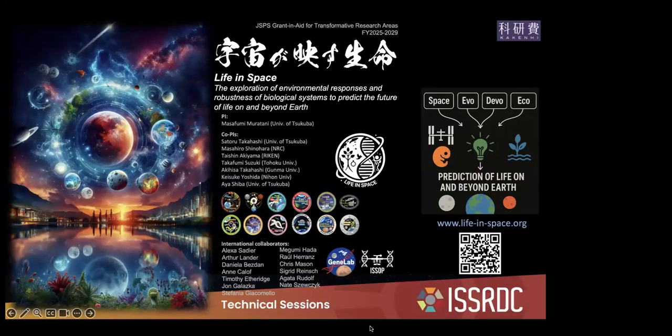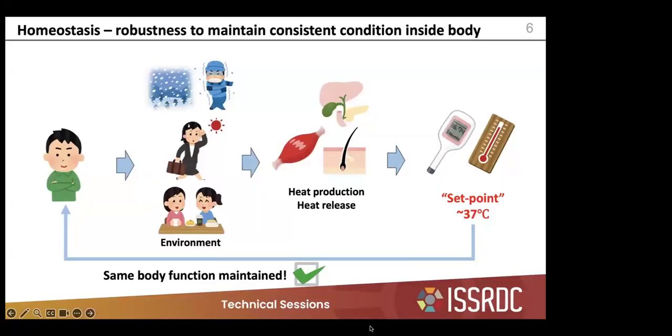To study these events further, we recently received a 5-year grant from the Japanese funding agency JSPS. For the rest of the presentation, I would like to explain the main theme of this study. On Earth, our body maintains homeostasis, keeping internal conditions stable despite environmental changes. For example, heat is produced or released to keep body temperature around 37 degrees Celsius. This robustness ensures the basic body functions remain constant.